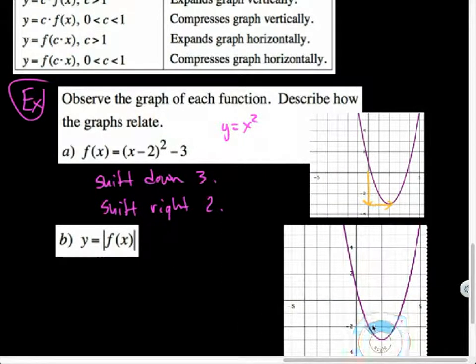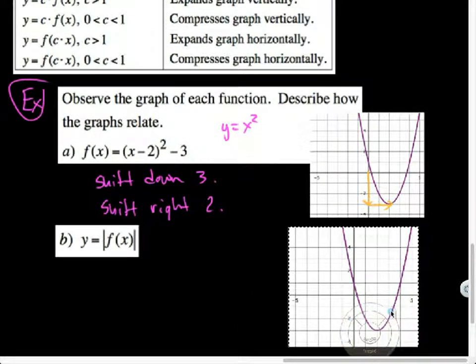Let's see, so here we go. So here's the parent. I'm taking the absolute value of the entire function, so that's positivizing the y values. So this y value here, what's going to happen to it? Well, it's already positive. It's above the x-axis, so that's going to stay the same. This one's going to stay the same. This one's going to stay the same. This one's going to stay the same. What's this one going to do? That's going to jump up here, right?